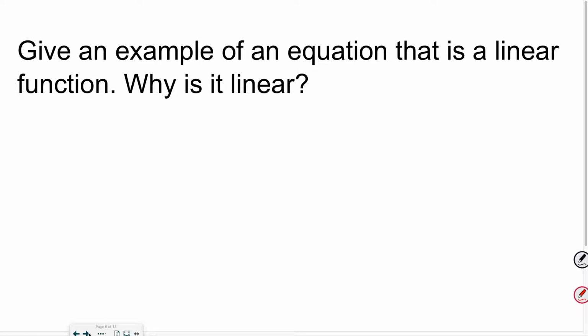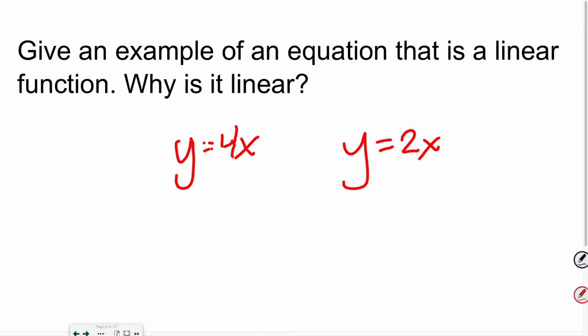So give an example of an equation for a function that's linear. Y equals 2x. Who can give another one? What else is linear? Y equals 4x. Y equals 6x. How about y equals 1/2 x minus 3? Linear?